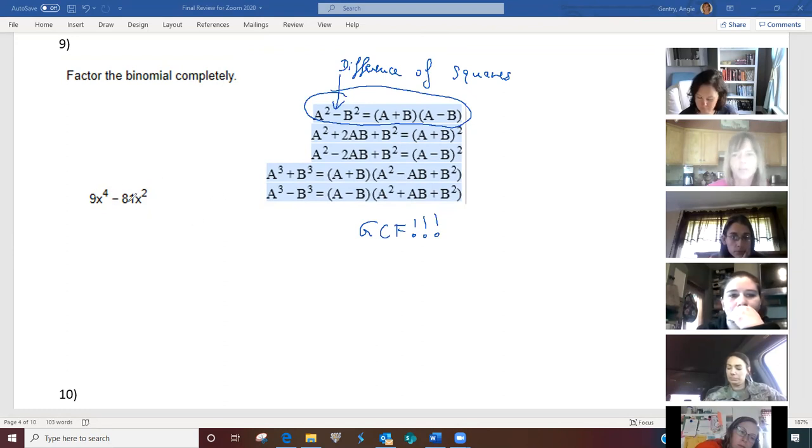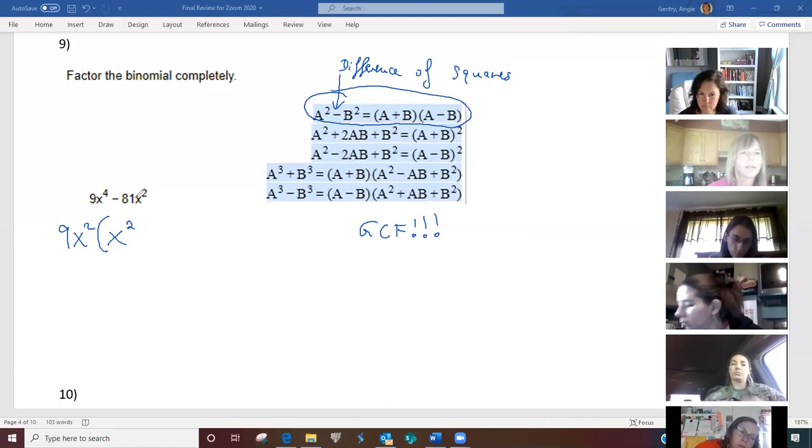So you see what I'm saying? This is going to change everything. So do they have something in common? Yes, they both have a 9. What else do they have in common? An x squared. You pull that forward, you open, and then you say 9x squared times what is 9x to the 4th? X squared. And then you say 9x squared times what is negative 81x squared.